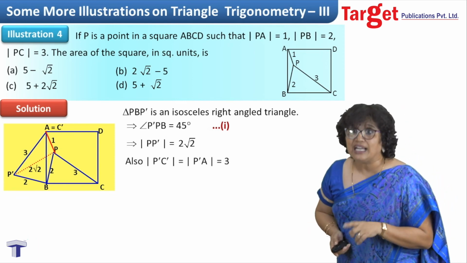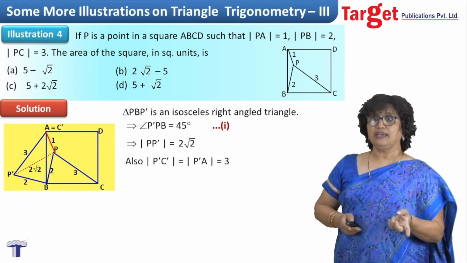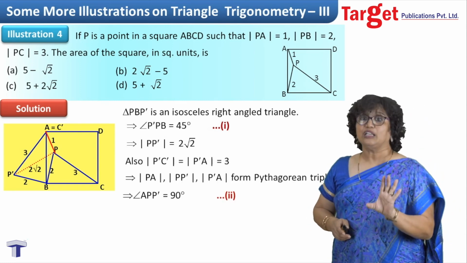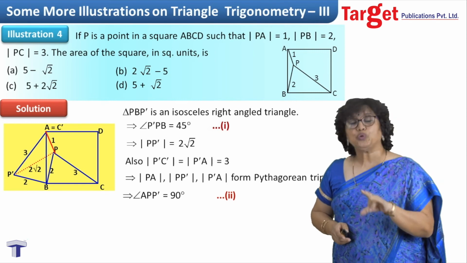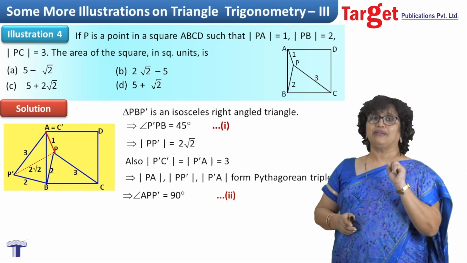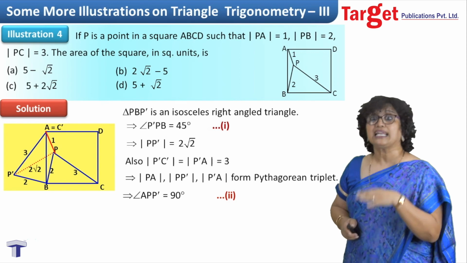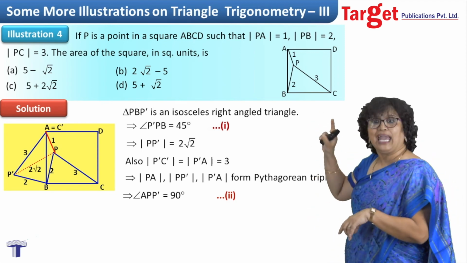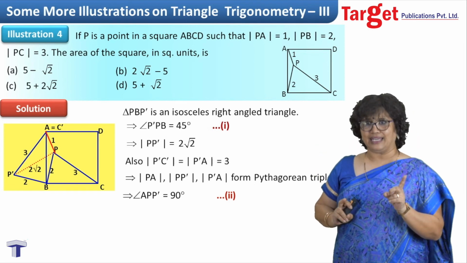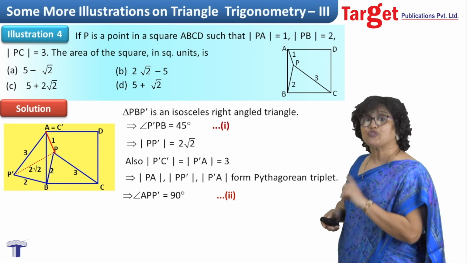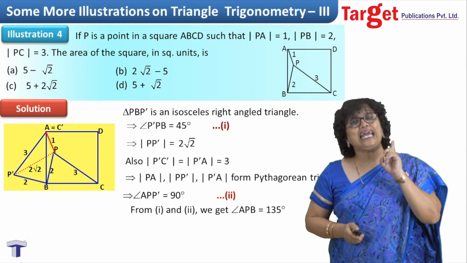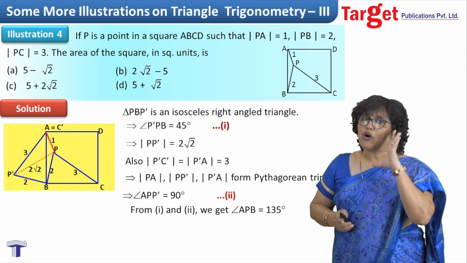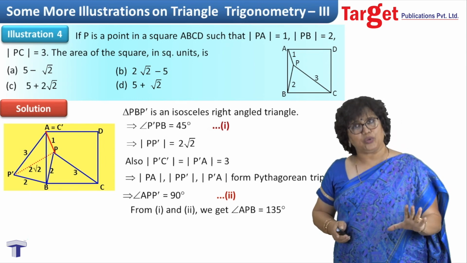So look at the triangle now, A P dash, PP dash. And you realize that it is going to be a right triangle because 1, 2 root 2 and 3, they are a Pythagorean triplet. And hence I realize that angle APP dash turns out to be 90 degrees. Now look at the figure. APP dash is 90 degrees. P dash PB is 45 degrees. And hence angle APB is going to be 135 degrees. I will take now only triangle APB into consideration.